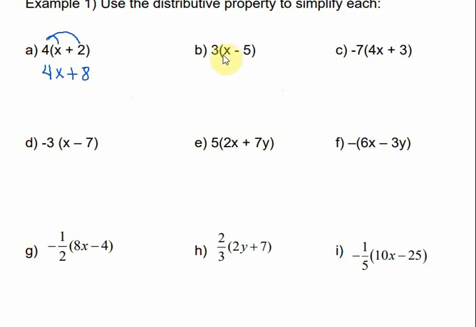Okay, so let's go on to B. Again, I'm going to distribute. 3 times x is 3x. 3 times negative 5, a positive and a negative, is negative 15. Now, if there's a sign in front of the number, that has to go with the number. That's a negative 7. So negative 7 times 4x would be negative 28x. Negative 7 times positive 3 would be a negative 21.